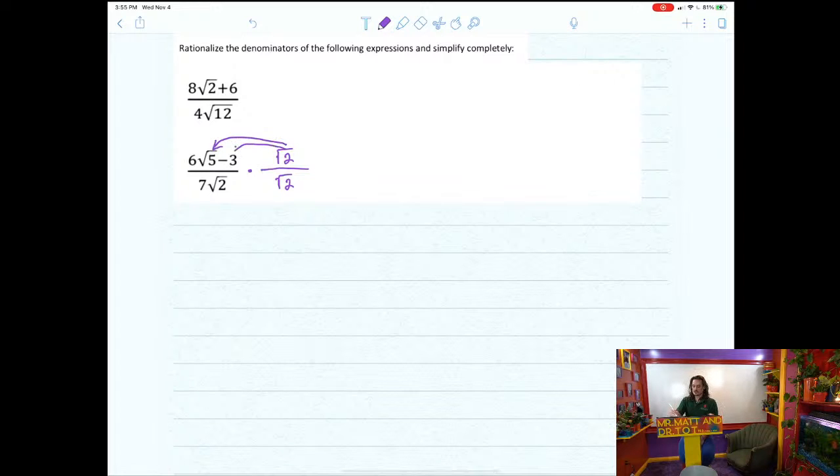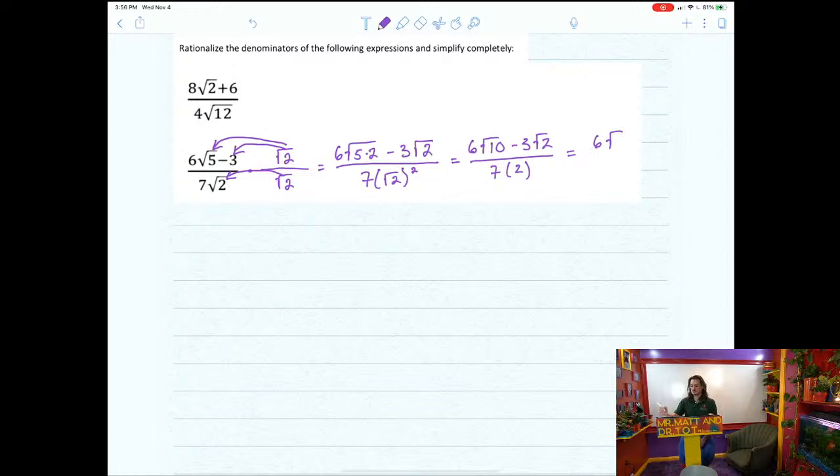So this is going to turn into 6 times the square root of 5 times 2 minus 3 times the square root of 2, divided by 7 times the square root of 2 squared, because it's root 2 times root 2, something times itself. 5 times 2 is 10, so this is going to be 6 root 10 minus 3 root 2, quantity divided by 7 times root 2 squared, which is just 2. So this is going to turn into 6 root 10 minus 3 root 2, quantity divided by 14.